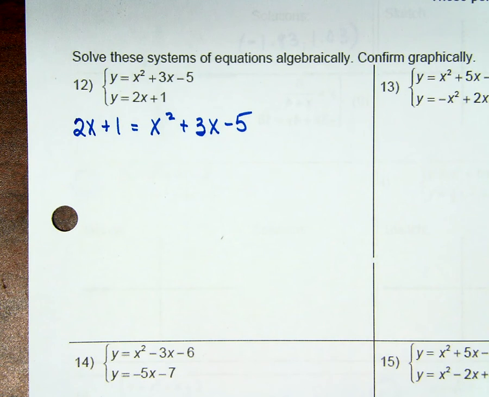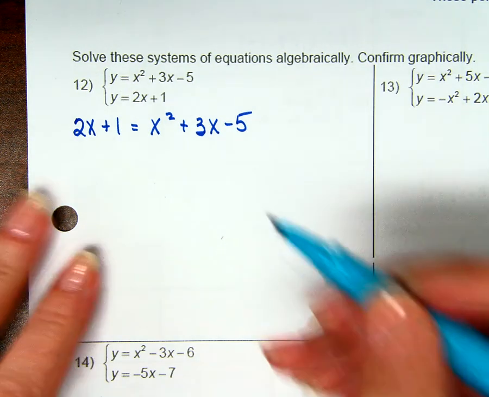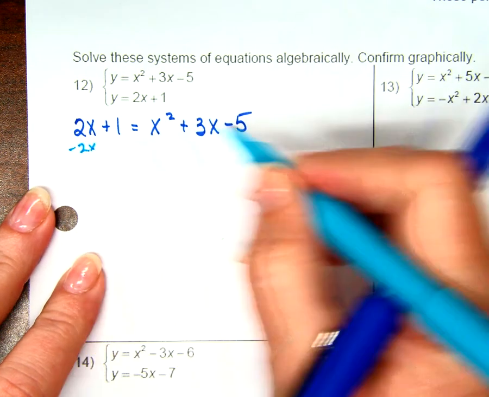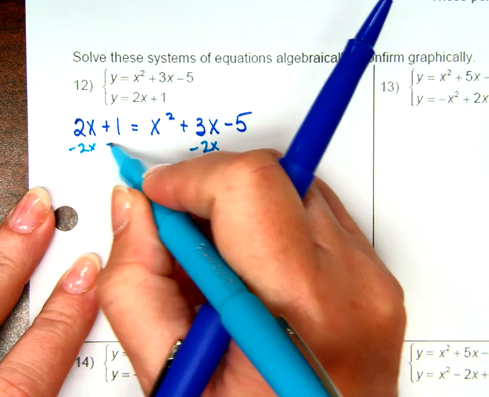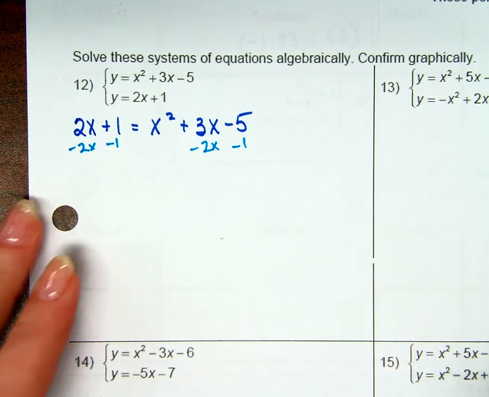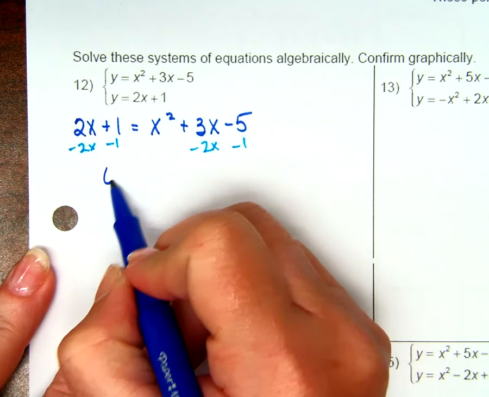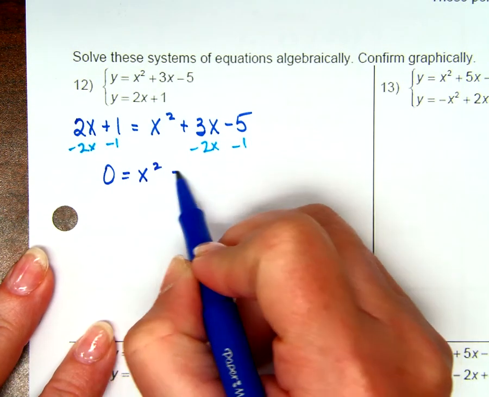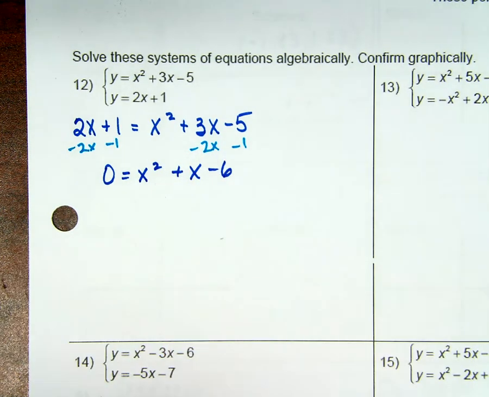What should we do now? It's a quadratic, so we want to get it set equal to 0. That's exactly right. So how about if we subtract 2x from both sides? And how about if we subtract 1 from both sides? Will that work? So 0 equals x squared plus x minus 6. Everybody okay with that?